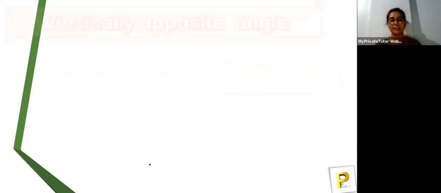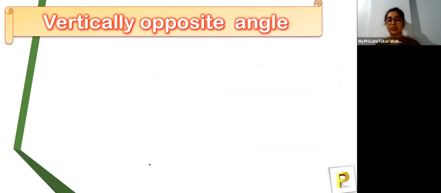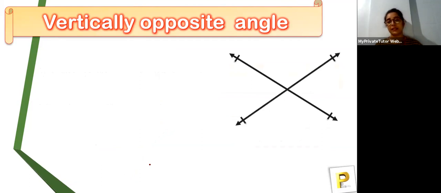Okay, so let's move towards the next part, that is vertically opposite angles. Now, what are vertically opposite angles? Obviously we need lines, right? So let's make a line and another line, and then we name them. AB and CD are the two lines. O is the name of the center point, the point at which both of these lines are meeting.